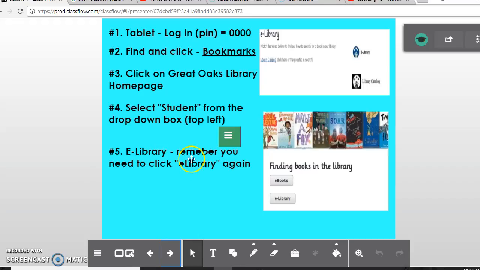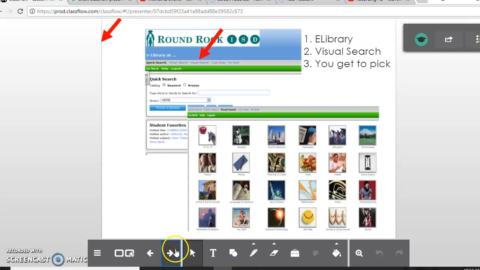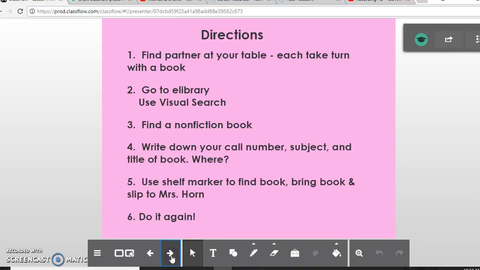The first thing we did was we logged into the tablet and they found the e-library. That's directions on how to do that. And I showed them, we're going to go to visual search, and then they got to pick whatever they wanted to look for, whatever topic. They did this with a partner.